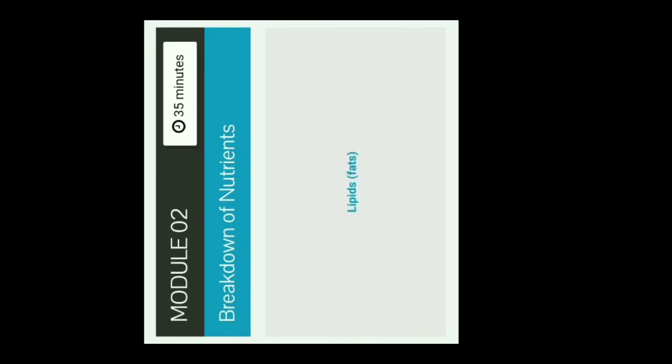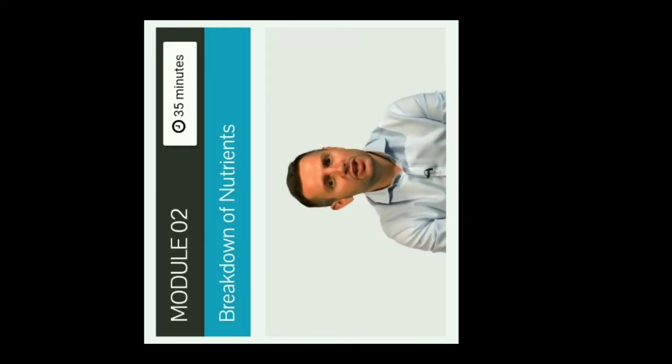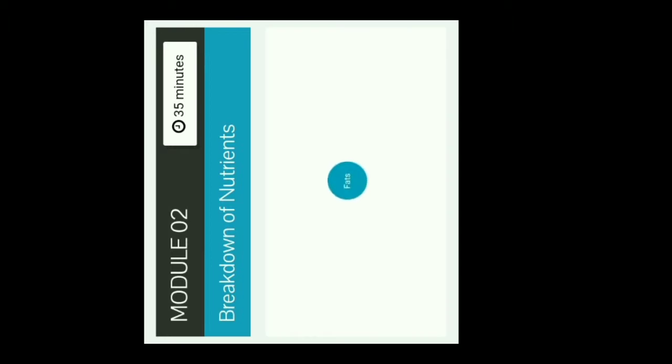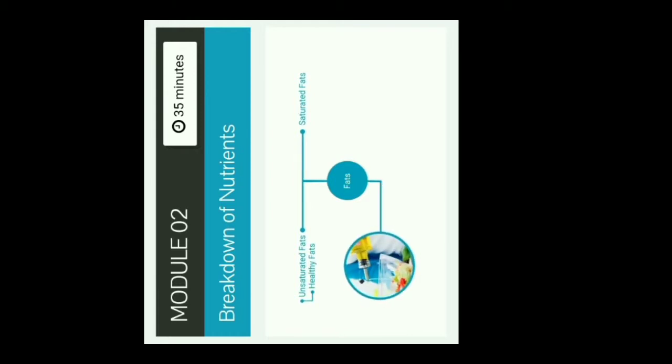Lipids, more commonly known as fats, are the most energy-dense nutrients and contain more energy per gram than any other macronutrient. Fats can be broken down into unsaturated and saturated fats, the former known as healthy fats and found in vegetable oil, nuts and other plant-based products. The latter, the less healthy option, are found in things such as butter.